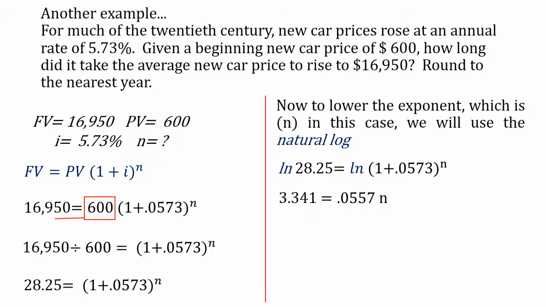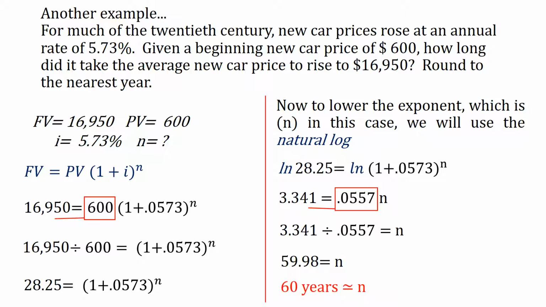Again, we can simplify this equation now by moving the numbers to the left side of the equation. So I will move 0.0557 to the left. This time I will divide it because it was initially multiplied by the n. So it will look like so. I will plug it in my calculator and the value of n will be given to me, which is 59.98. Since the number is in years, we can round it to 60 years.